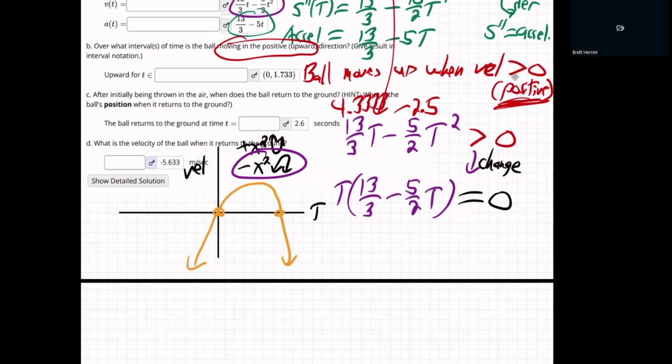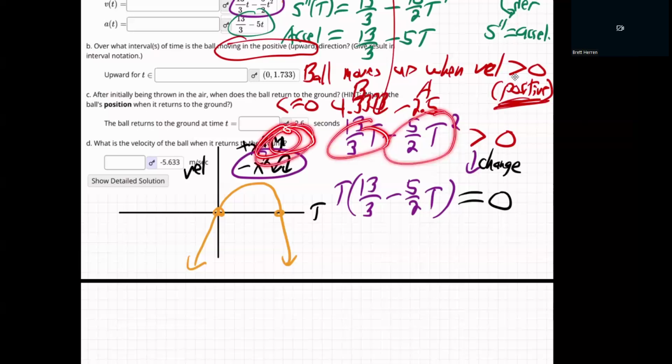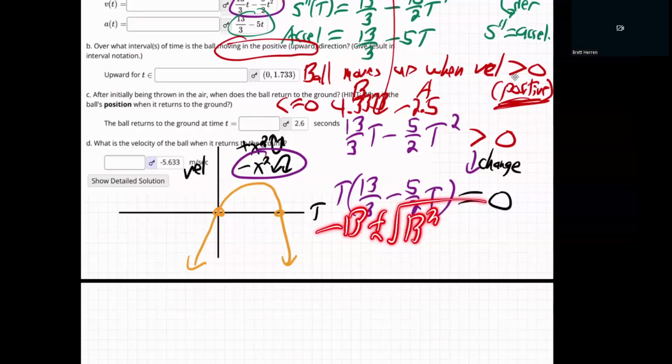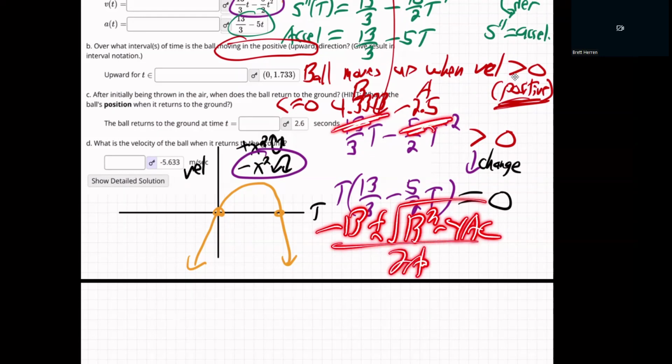4.3333. And then this would be A, and this would be B, and C would be zero because there is no C. There's no term that doesn't have a t, right? Because normally there's a t squared, t, no t. The no t is missing, so C is zero. And then you could do the quadratic formula, negative B plus or minus square root of B squared minus 4AC all over 2A. And you could plug in the A is negative 2.5, the B is 4.33333, and the C is zero. And that would work.